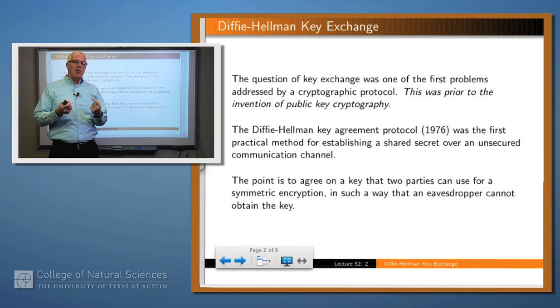Okay. So notice that this was prior to the invention of public key encryption, so they didn't have the option of using public key stuff to accomplish this. So what's the point? You have two parties that want to communicate with one another. There's no public or private keys anywhere in sight, and so you want them to be able to agree upon a key that they can use for symmetric encryption. The problem is that somebody may be overhearing their conversation, and so you want them to come to an agreement on a shared datum, but you don't want anybody who's overhearing their messages to be able to figure out what that datum is. That's the problem.